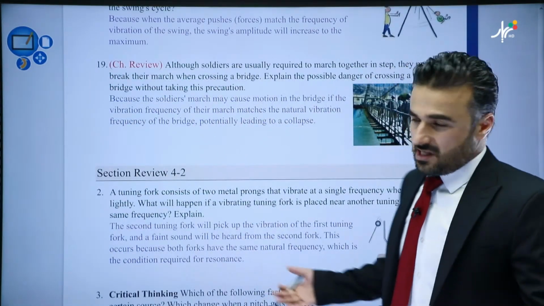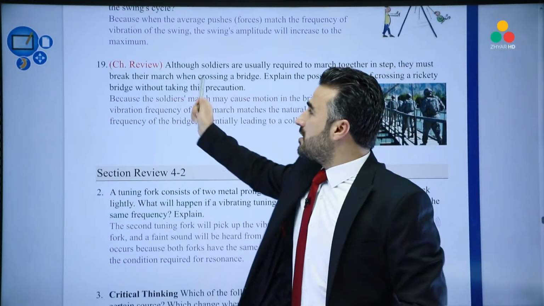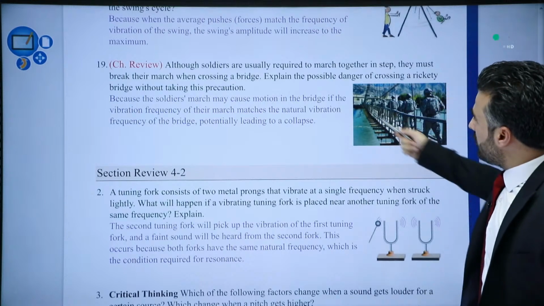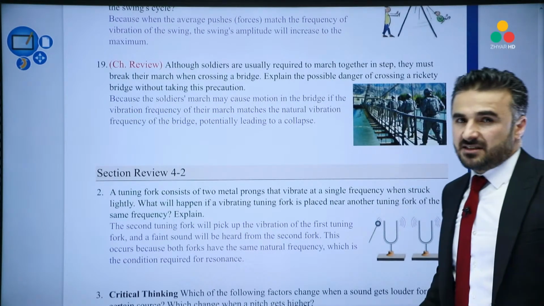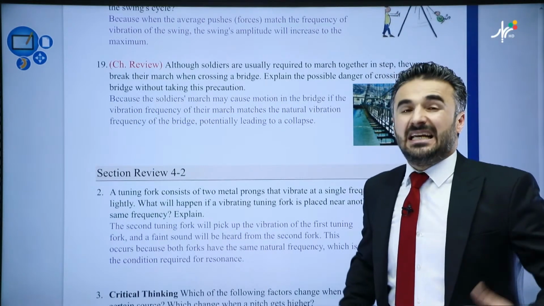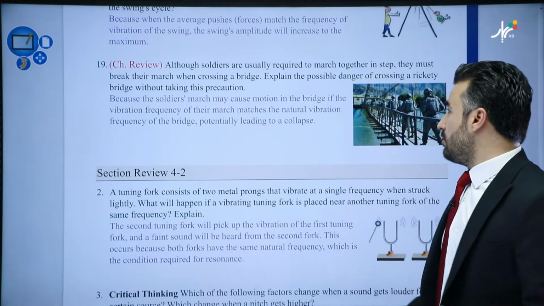All right, so another question that we have says, although soldiers are usually required to march together in step, and of course that is what they are supposed to do when we see them marching, they must break their march when crossing a bridge, right? So when they are crossing a bridge like this, for example, they are required to break their march, not to move all together in step. When they move in step together, that is called marching here.